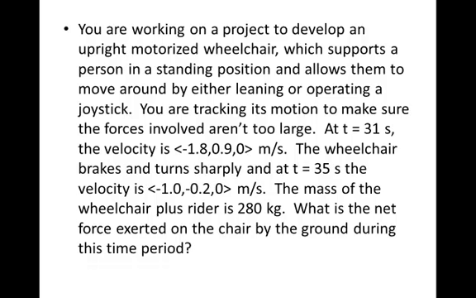So you're tracking the velocity, and at a certain time, 31 seconds, you calculate the velocity to be this number right here. And then you have the wheelchair operator go ahead and brake and turn sharply exactly at this time. And then once that maneuver is done at t equals 35 seconds, you go ahead and measure the velocity as this vector right here. Now you know that the mass of the wheelchair plus the rider is 280 kilograms. So the question that you need to figure out is, what was the net force exerted on the chair by the ground during this time period?